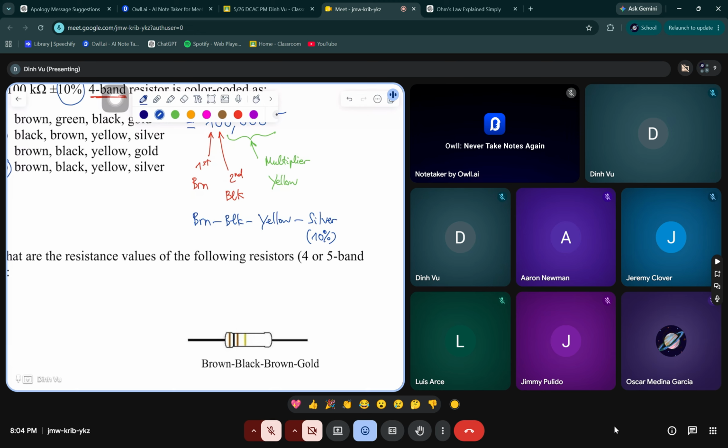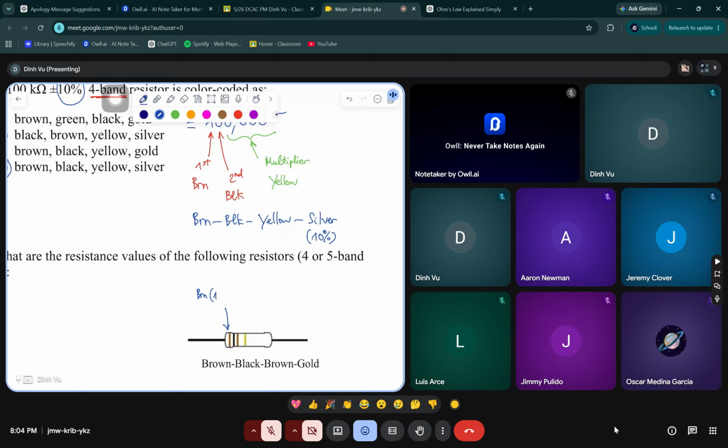This is a 4-band code. So this is a brown, black, brown, gold. So what is the value of this resistance? 100 ohms, 5%. Yeah.